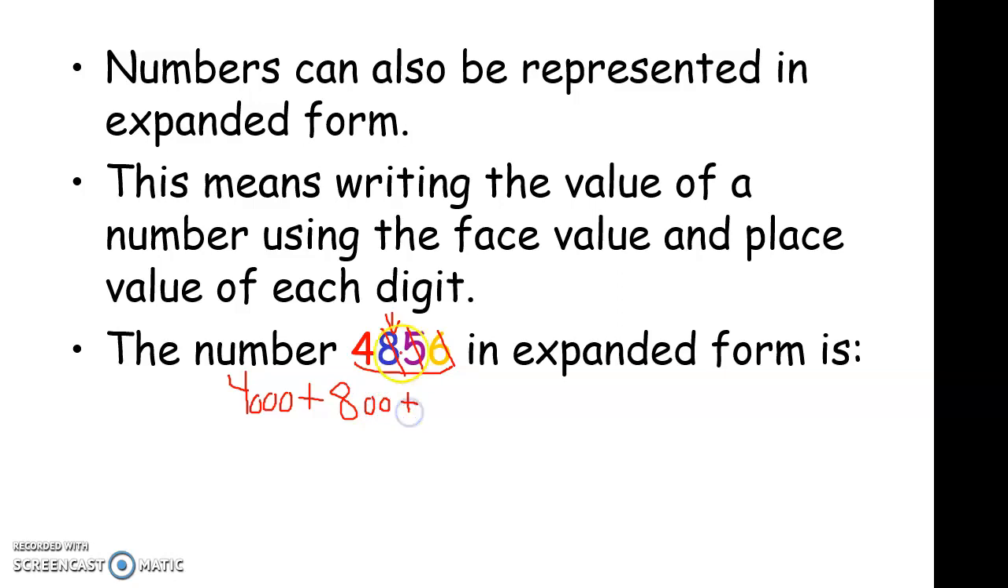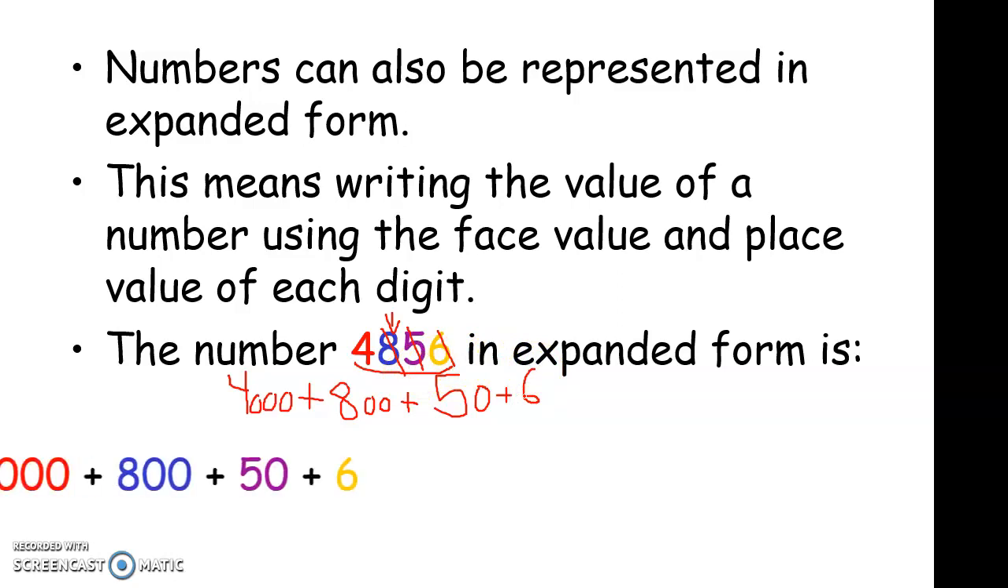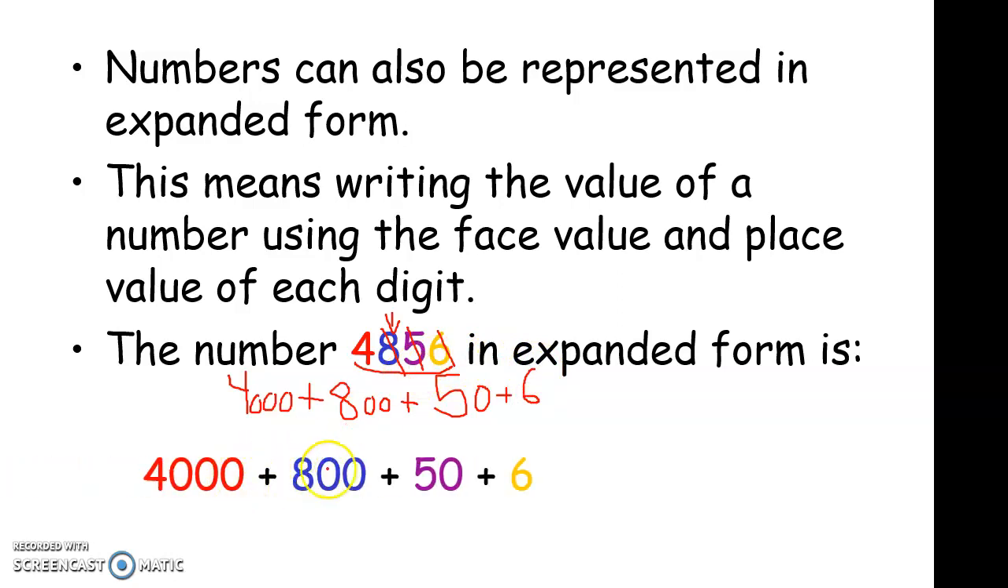Plus. Which digit comes next to 8? 5. How many digits do we have after 5? We have just one digit. I will write it as 1 zero. Plus, which digit comes next to 5? 6. And no digits after 6, so no zeros. So it's 4,000 plus 800 plus 50 plus what?